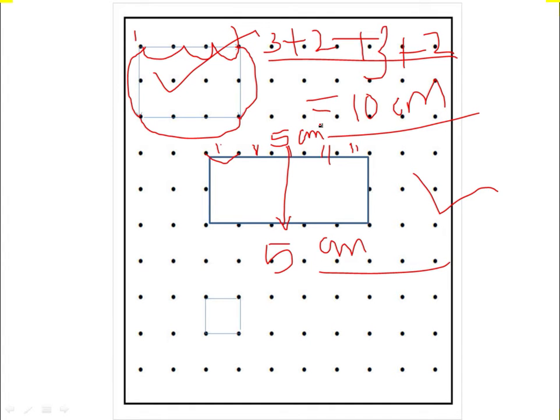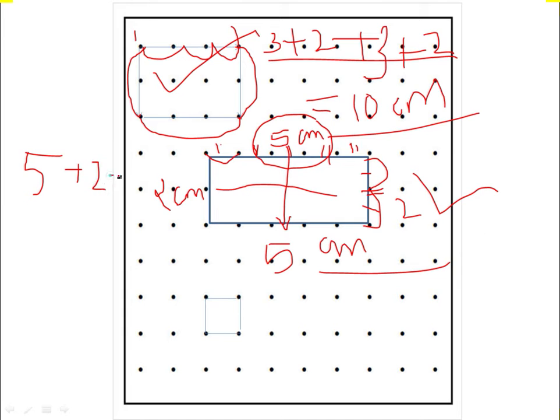Now we got the measurement of these two sides. Now we have the other two sides. Again you can see there is 1 centimeter, and again this is 1 centimeter, so it becomes 2 centimeter. If this side is 2 centimeter, automatically this side will also become 2 centimeter. So now what we have? 5 plus 2 plus 5 plus 2.